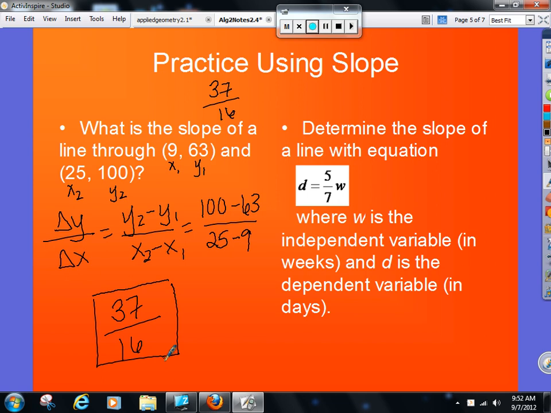If you could simplify it, please do. Never, ever, ever give me an improper fraction that does simplify, and don't ever give me a mixed number. That does me no good. I want the improper fraction.